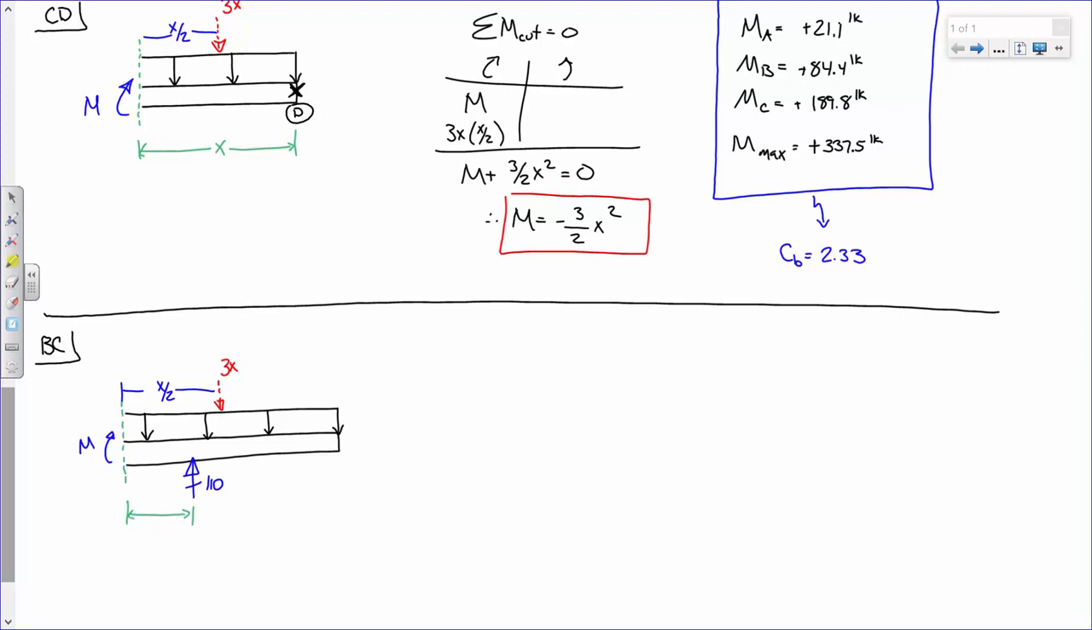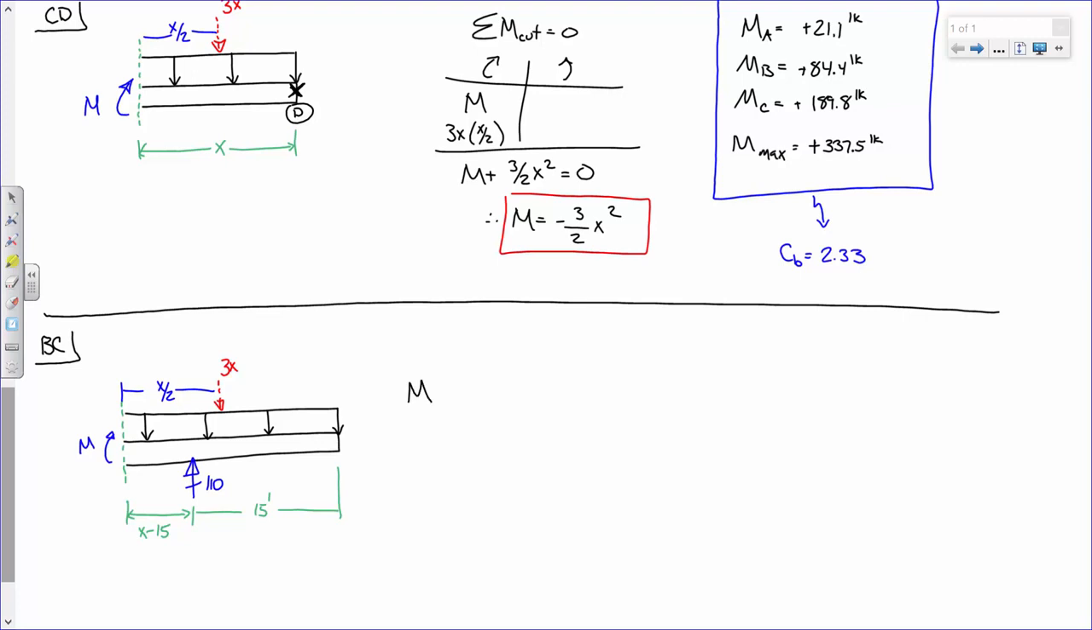Ooh. That's a good point. This distance is 15. 15 minus x. No. X minus 15. Think here. If I cut the section over here, x is like 20-something. This is 20 minus that. So make sure you get the subtraction right. Now, this is x minus 15.